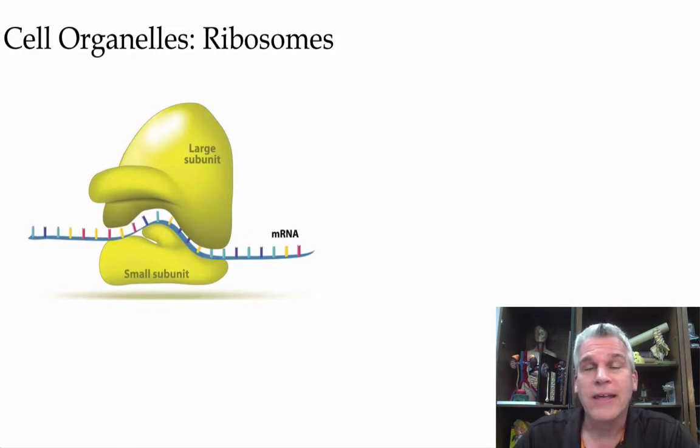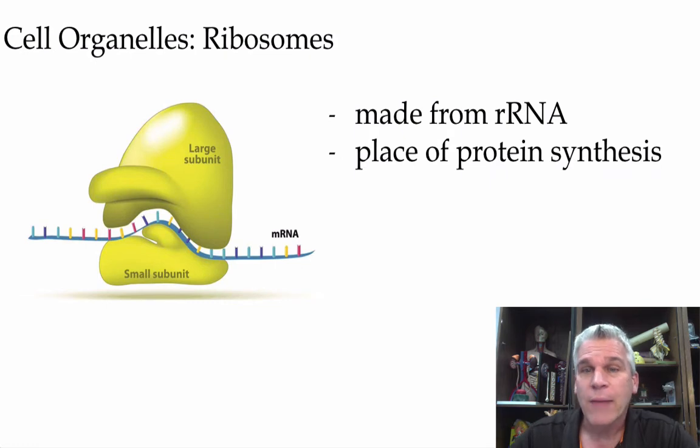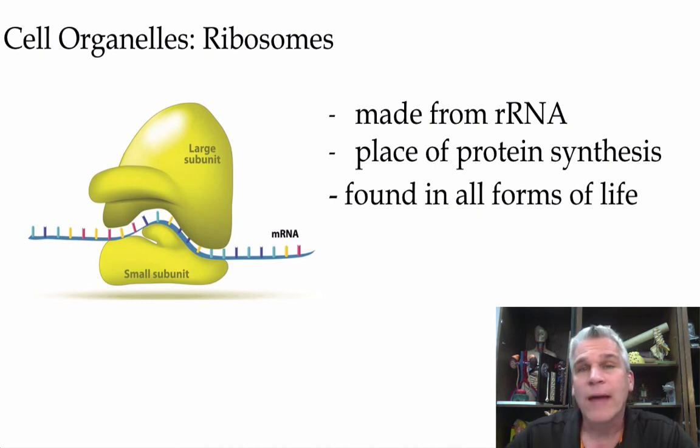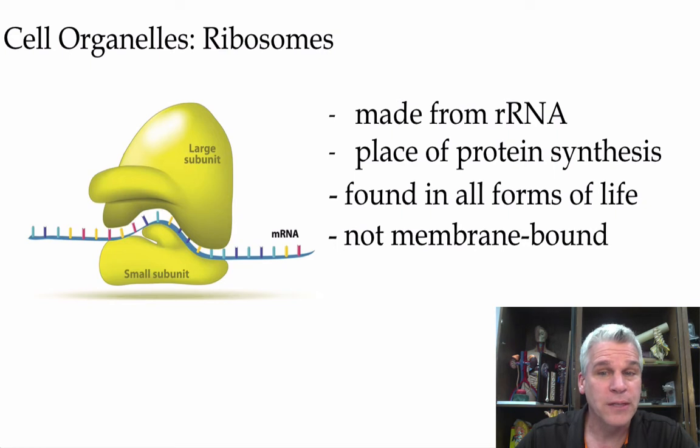One organelle is a ribosome. Ribosomes are made from ribosomal RNA, or rRNA, and this is where proteins are going to be made. So this is the site of protein synthesis. We find ribosomes in all forms of life. So everything from bacteria to fungi to plants and animals, we all have ribosomes because we all have to make proteins. One interesting thing about these organelles is that they are not membrane bound. So prokaryotic cells like bacteria do not have membrane bound organelles, but they do have ribosomes.